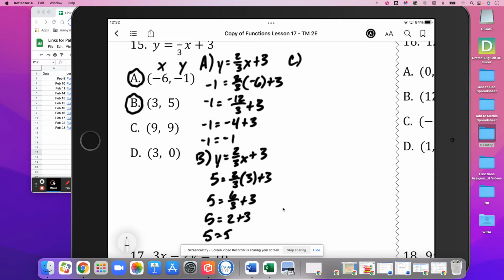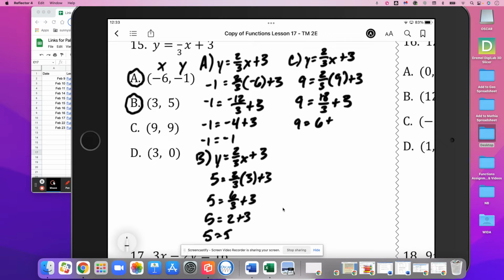Next, we've got C. Y equals 2/3 x plus 3. So we've got a 9 equals 2/3 times 9 plus 3. So 9 equals 18 over 3 plus 3. 9 equals 6 plus 3. And so yes, 9 is equal to 9. And so C does satisfy the function.